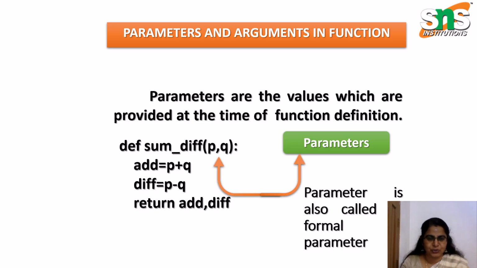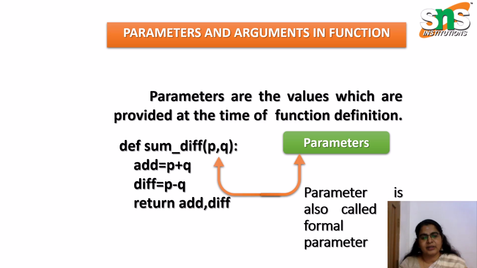add equal to p plus q, because I have to add two variables, p plus q, and find the difference between p and q. I am representing p minus q and storing it in the difference here, and it subtracts the values and stores the resultant difference. And now I am going to return add and difference, because we have to find out the values of the variables add and difference here.